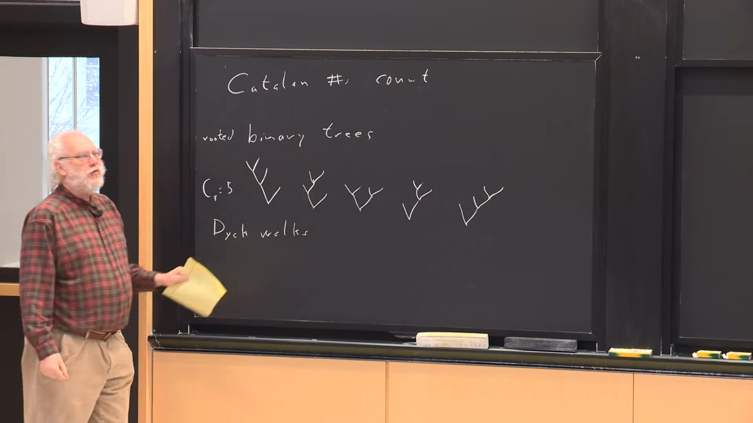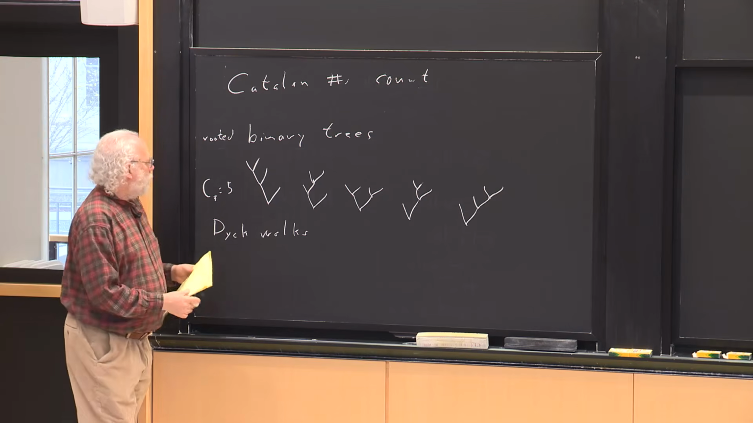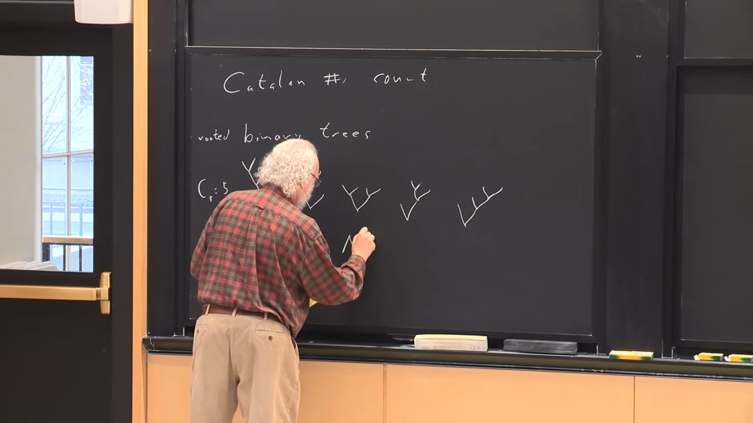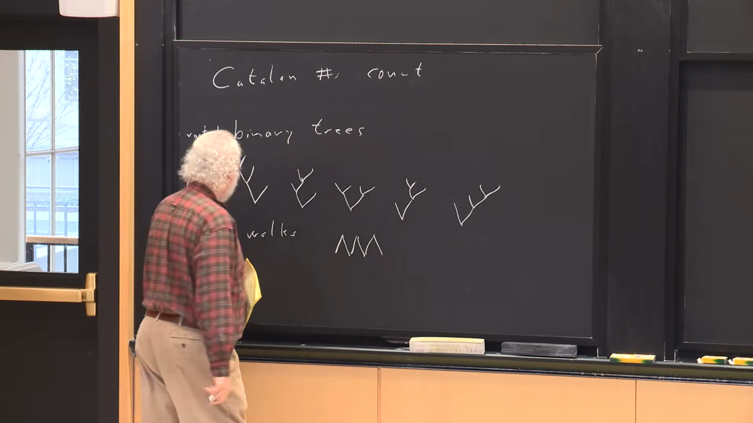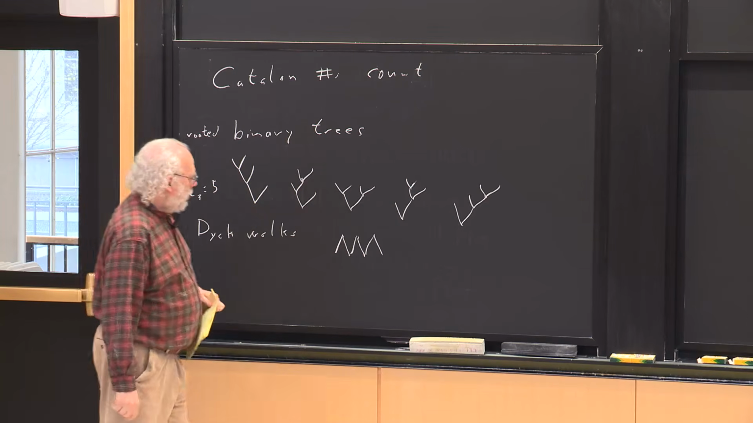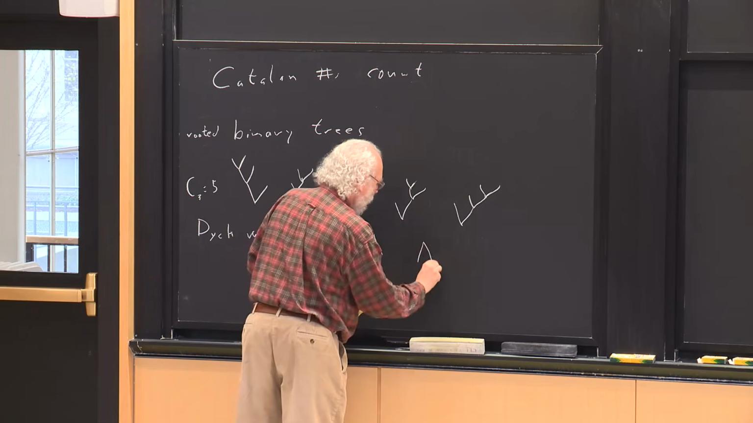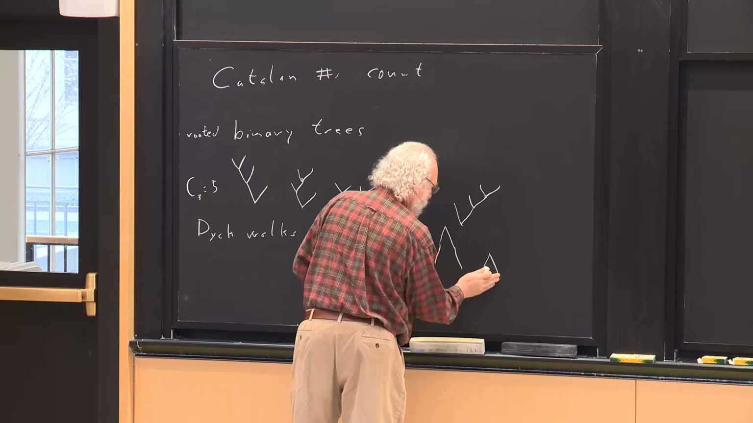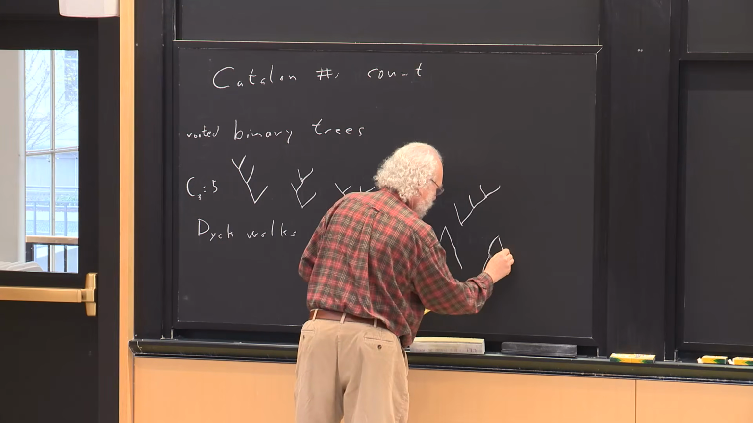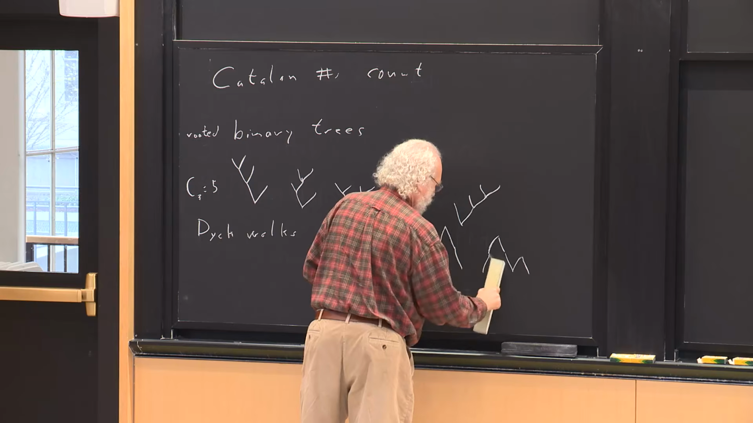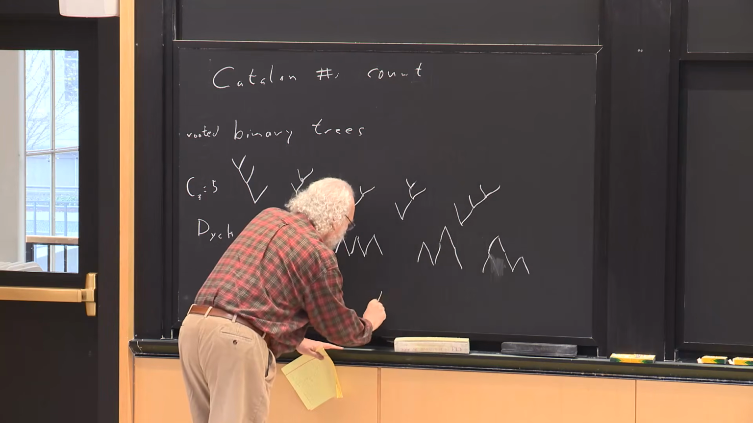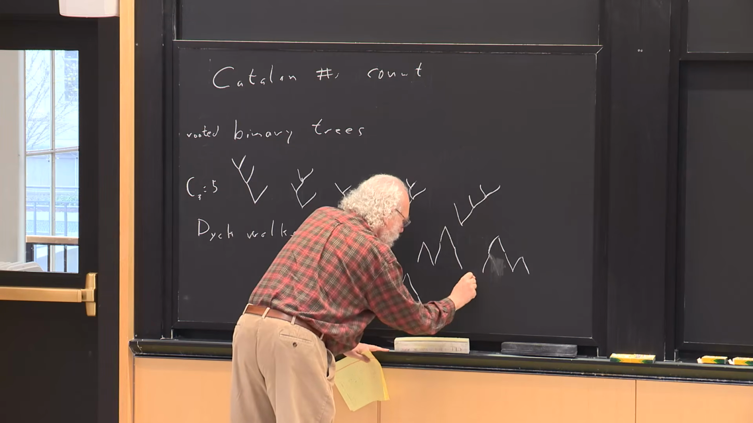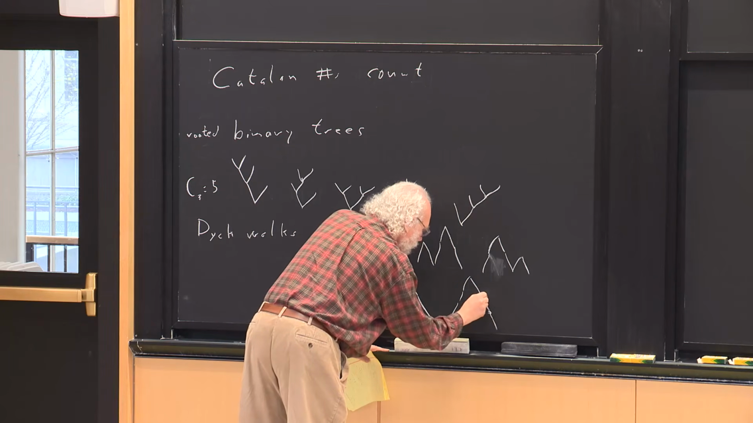So Dyck walks were walks that never went below 0 and go from 0 to 2n. So for C3, there should be 5 of them, and there are. Let's do up twice, down, and then over. And down here, let's do up, down, down, and up, down, down, down.